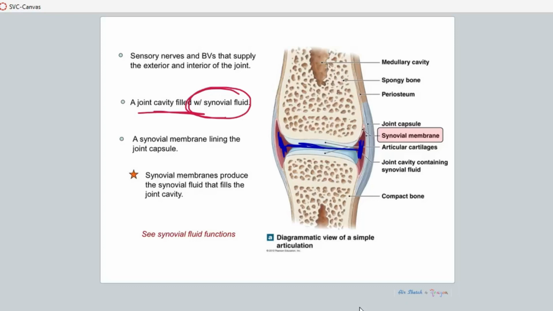And you have a synovial membrane that lines the joint capsule right there. And the synovial membrane is responsible for producing the synovial fluid that fills the joint cavity. And a little later on, we'll talk about some of the functions of this synovial fluid here, but I'll bet you can already guess some of them.